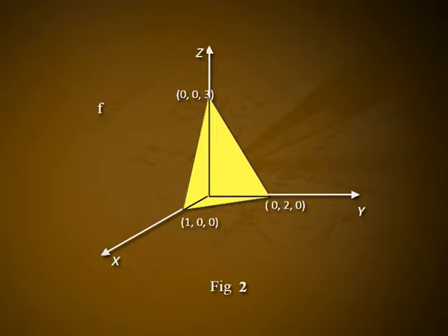Example 3. Compute the surface integral of the normal component of F equal to x square i plus yx j plus zx k over the triangle with vertices (1, 0, 0), (0, 2, 0) and (0, 0, 3). Solution. The equation of the plane passing through (1, 0, 0), (0, 2, 0) and (0, 0, 3) is the determinant of x minus 1, y minus 0, z minus 0; 0 minus 1, 2 minus 0, 0 minus 0; 0 minus 1, 0 minus 0, 3 minus 0, which is equal to 0.